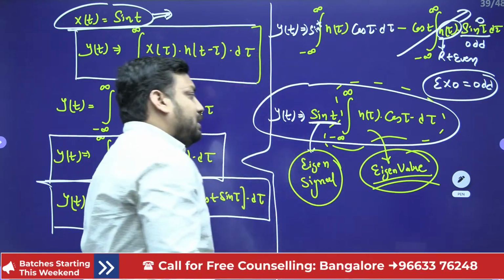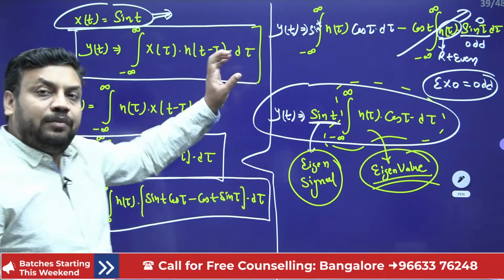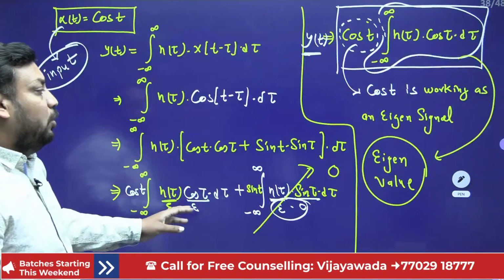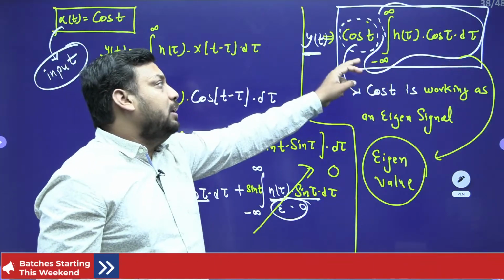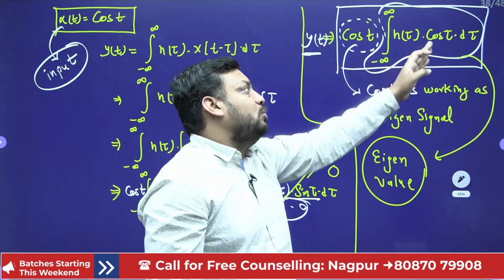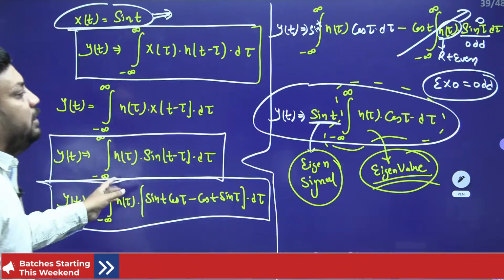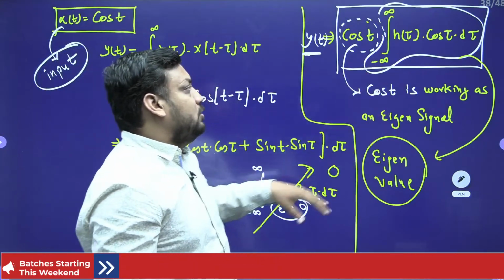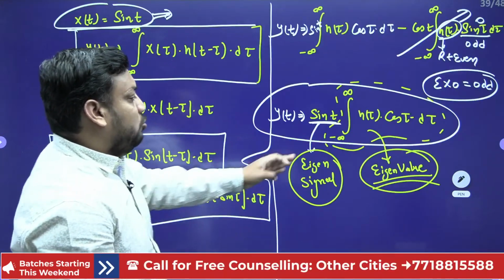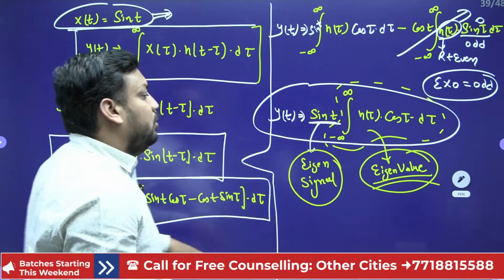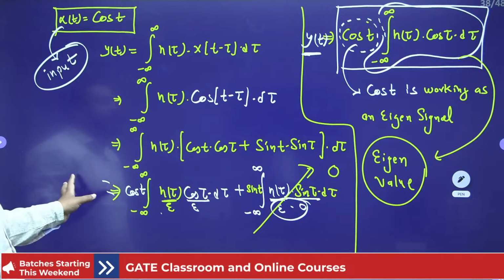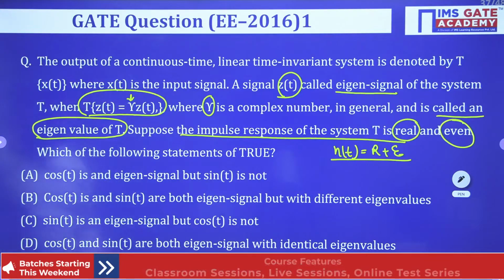So what is the answer? If you observe clearly the eigenvalues, you will get to know that both the eigenvalues are the same only. Here also the integral from minus infinity to infinity of h(τ) cos τ dτ is the eigenvalue, and here also the same integral of h(τ) cos τ dτ is the eigenvalue. And both cos t and sin t are working as eigen signals. So which option is correct, beta? Option D for Delhi is absolutely correct.